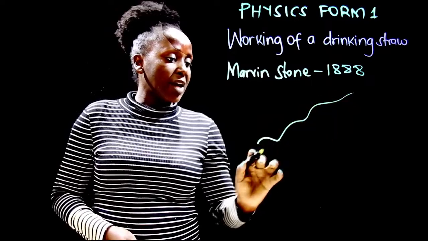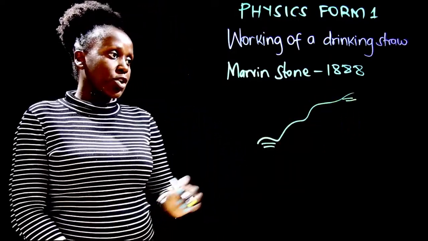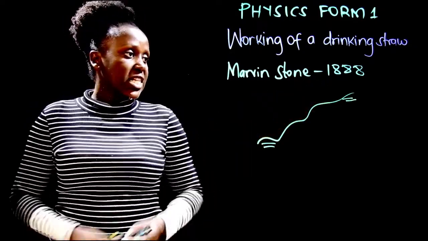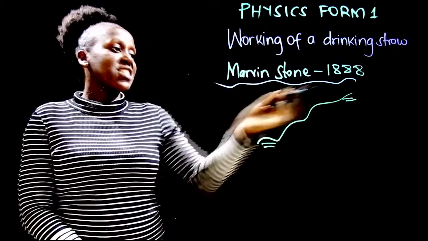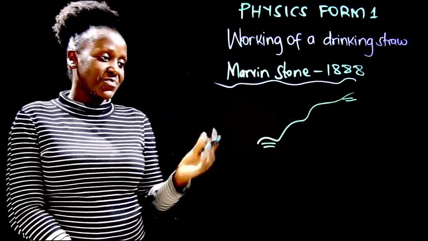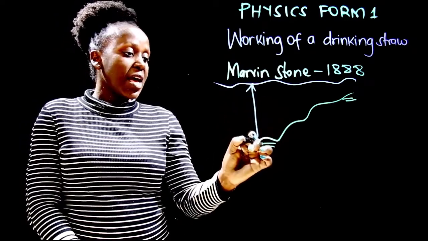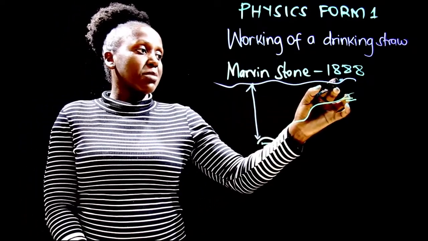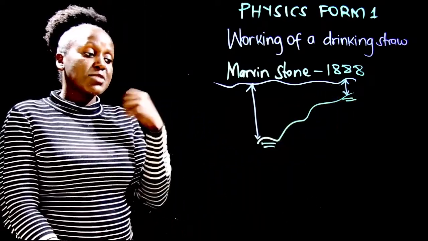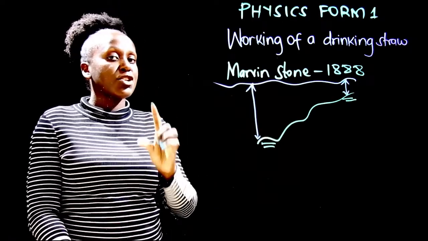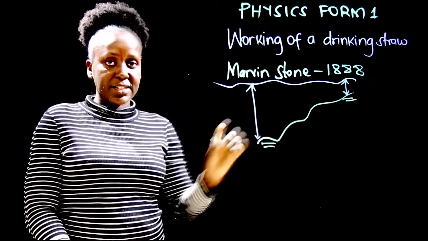So here we have someone at the coast, then here we have someone in Mount Kenya region. Let us take this level to be the end of our atmosphere. This is how far the atmosphere is. So the person at the coast has all this air above them. The person in Mount Kenya region has this air above them. We said atmospheric pressure is the pressure due to the weight of the air column above the Earth's surface.